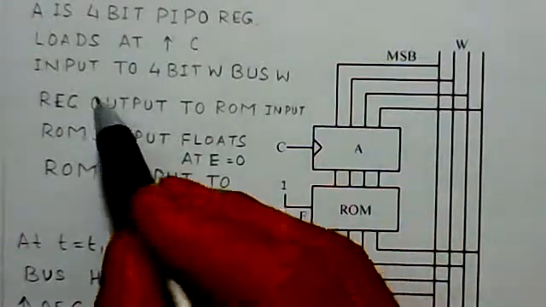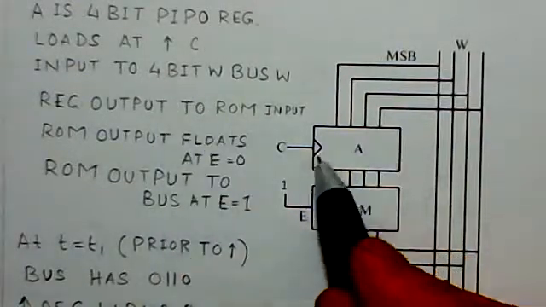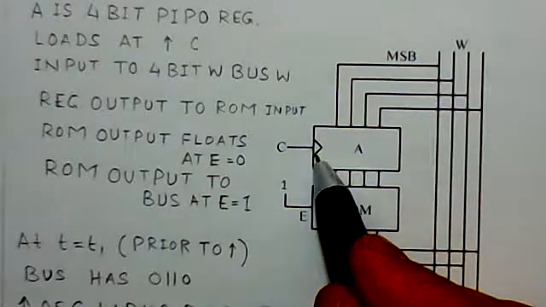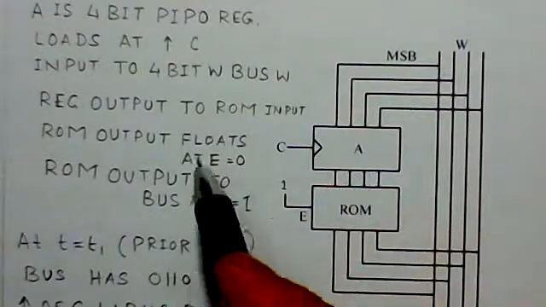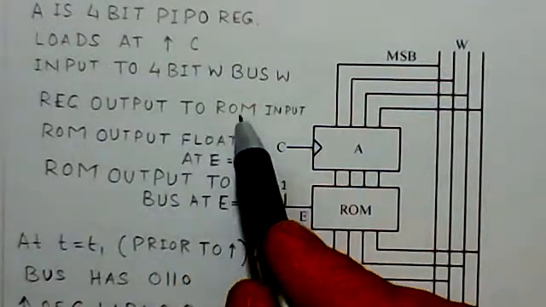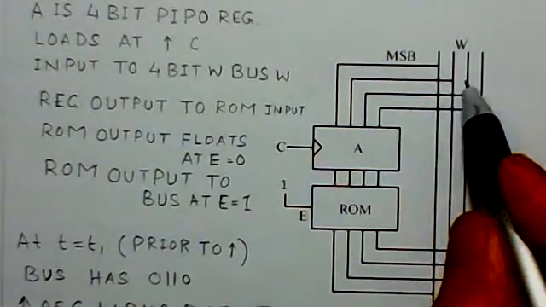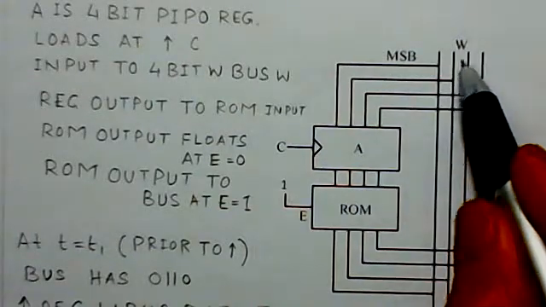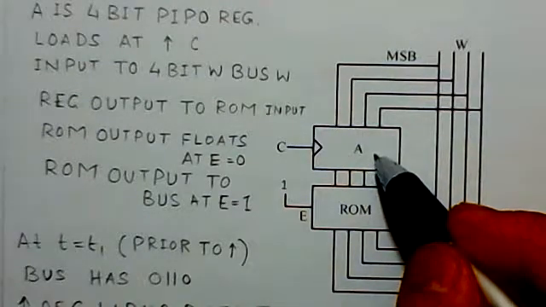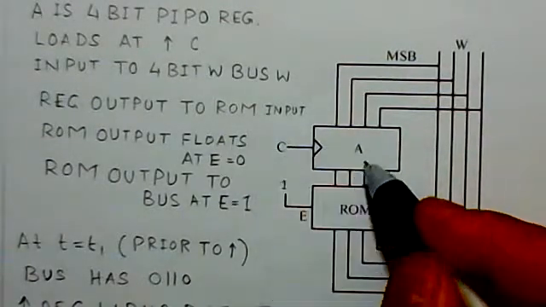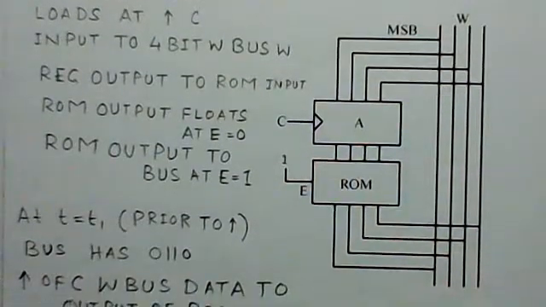So we can notice here the data is loaded in the 4-bit register at the rising edge of the clock, because this indicates the rising edge of the clock, and the data is loaded at the rising edge of the clock. Whatever is the input to this W bus is inputted to this register, and the register output goes as the input to the ROM.